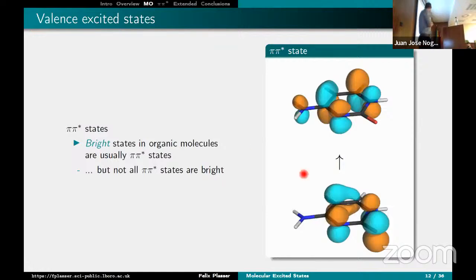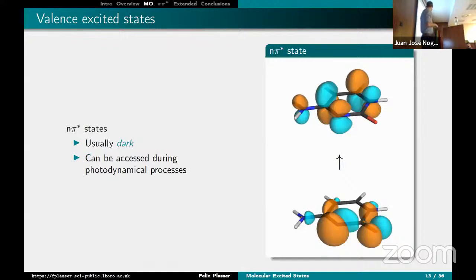So, pi-pi star states, those are usually the bright states, tend to be pi-pi star character. But again, not all pi-pi star states are bright, and we'll talk about different classification schemes for pi-pi star states later. That's the other very big thing that we always have, n-pi star states. Those are usually dark, but they can play a very important role during the photodynamic processes. That's why it's important to remember that they're there.